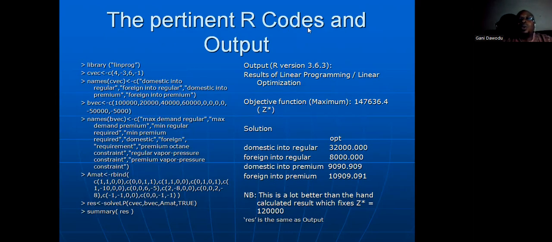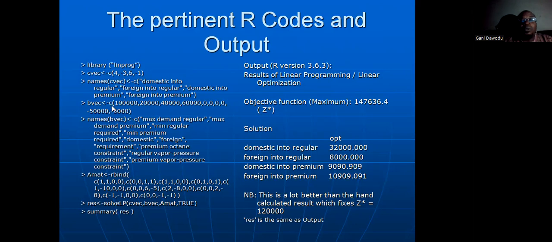The pertinent R codes and outputs. These are the R codes. You are going to invoke the linprog library. Then you give it the c vector, the cost vector. Then you give it the names of the cost vector items. You now see, if I hadn't shortened them, I would have had to write everything in full, and this would be more cumbersome. Things would be more complicated here.